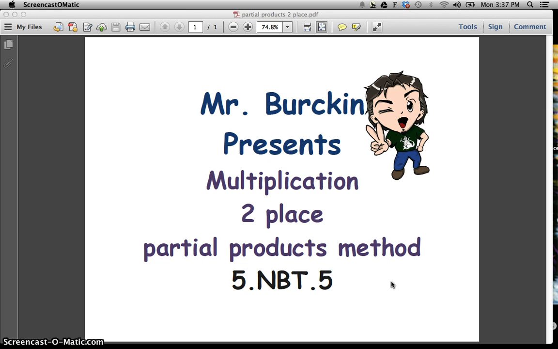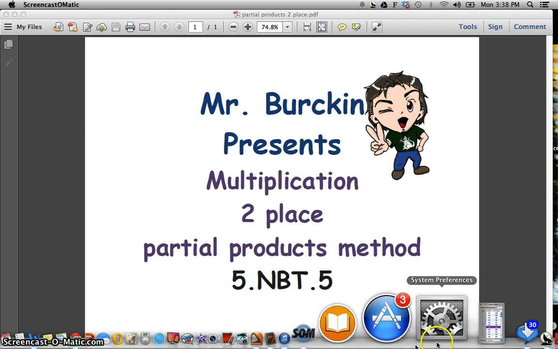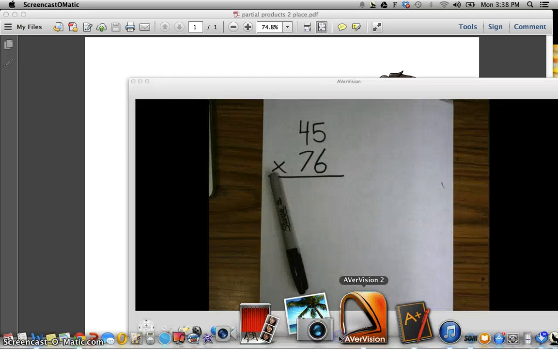Today we're going to focus on two-place multiplication using the partial products method. Again, we will do the standard algorithm, but right now we're working through the partial products method, and then we'll move on to the standard. And this is standard 5.NBT.5 in the Common Core standards. So let's take a look.